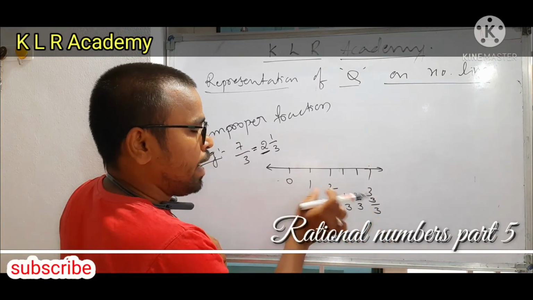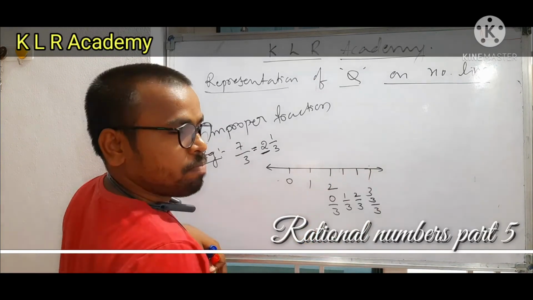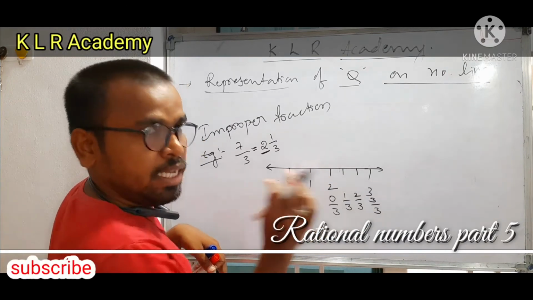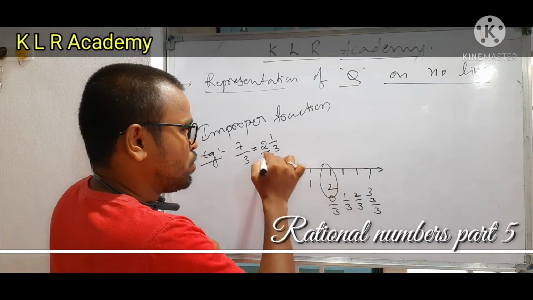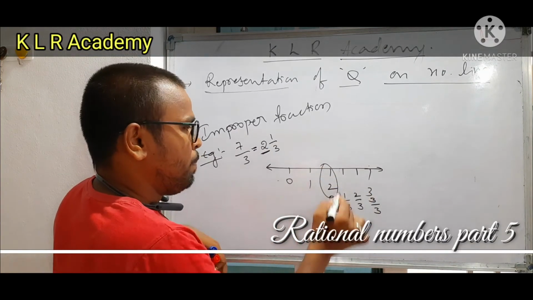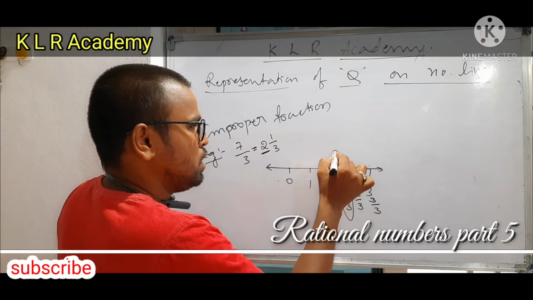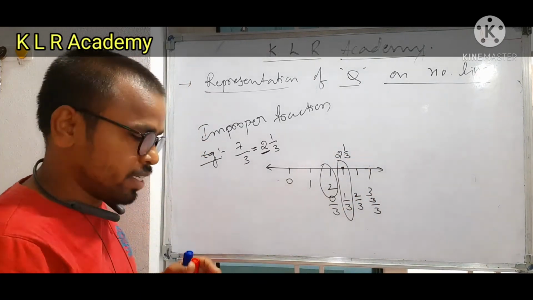See here, I am dividing this part, 0 to 3, into 3 equal parts. So this is already 2. To 2 you are adding 1 by 3, so here is your value, that is 2 and 1 by 3.